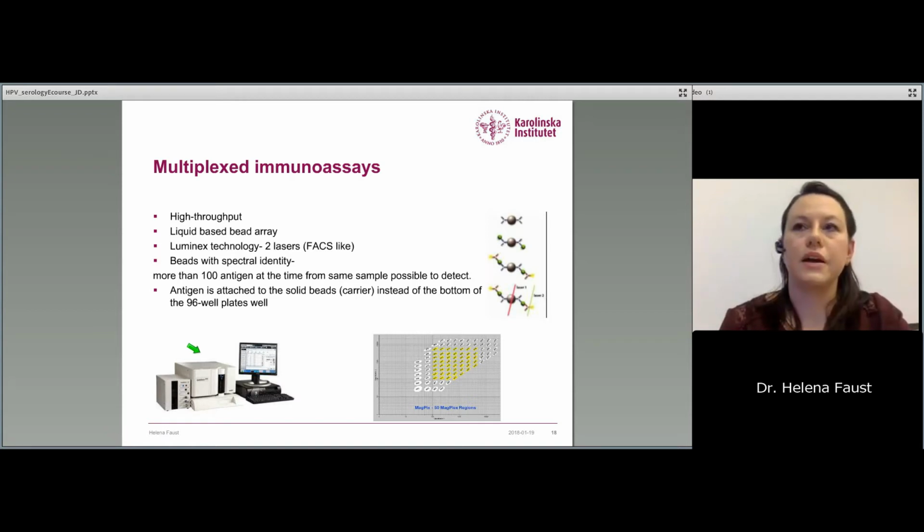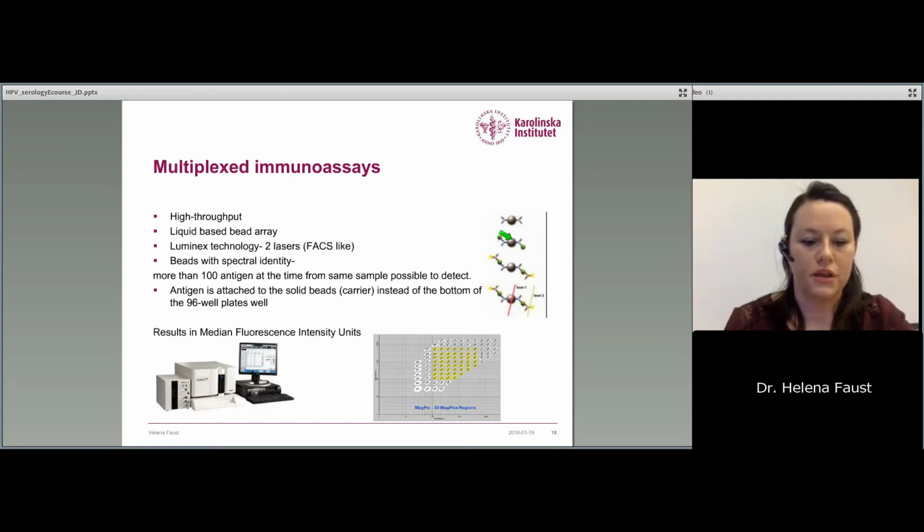And if in ELISA we had antigen in the bottom of the well, now we have such tiny beads where the antigen is basically glued. And when you get your results out of the machine, you get them in median fluorescence intensity units.